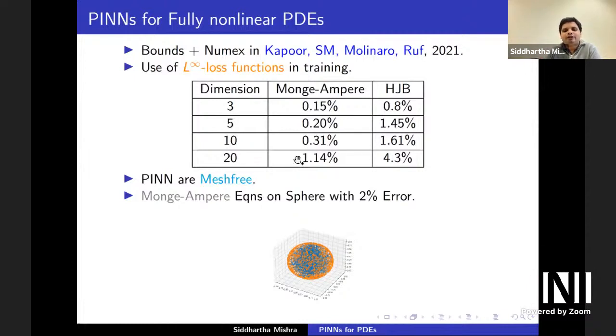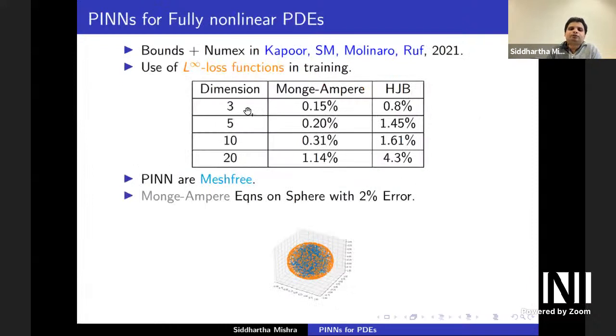And remember, the key point here is that these are mesh-free methods. So for instance, I want to solve the Monge-Ampère equation on a sphere with Dirichlet boundary conditions. And I just put a cloud of points on the boundary, random points on the boundary, and a bunch of random points in the interior. And it gives you 2% error. So no need to generate complicated grids. It's a grid-free method. When it works, it really works well in that sense.